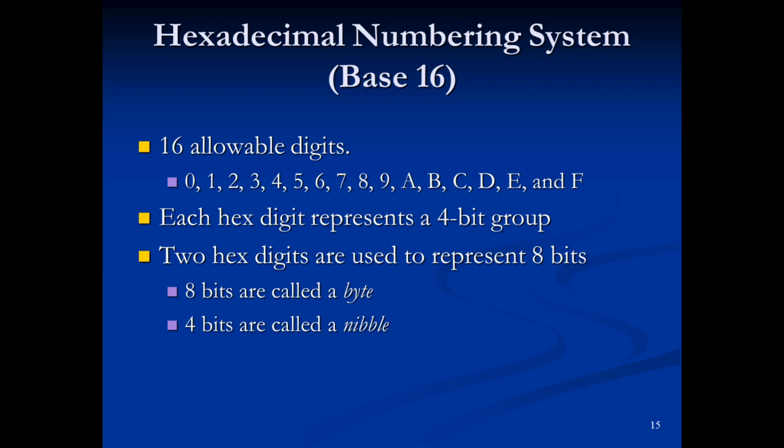The nice thing about hex, similar to octal, is that it plays really nicely with binary, in that 4 bits instead of 3 can represent a single hex digit. And then of course, if you use 2 hex digits, you have 8 bits total, and 8 bits are what we familiarly call a byte. 4 bits are a nibble, so half a byte.